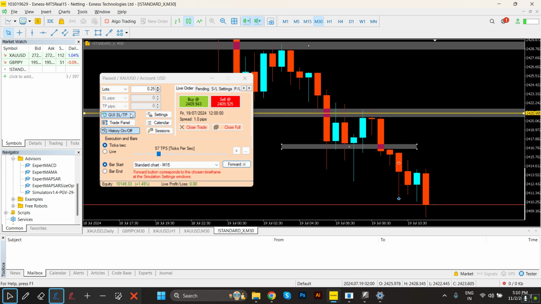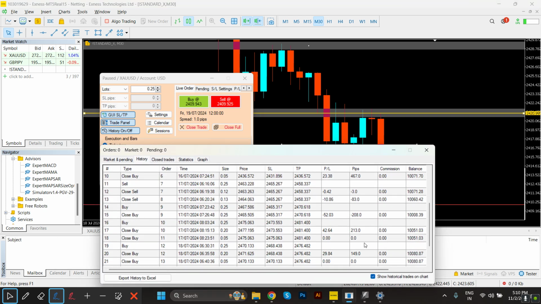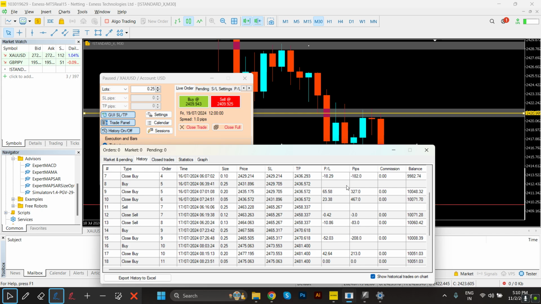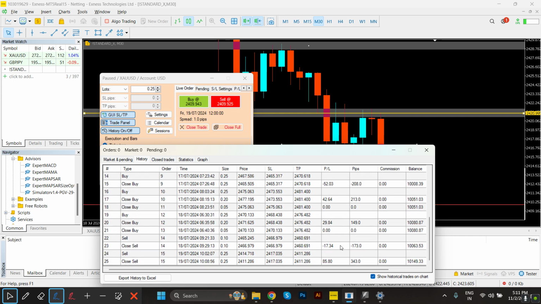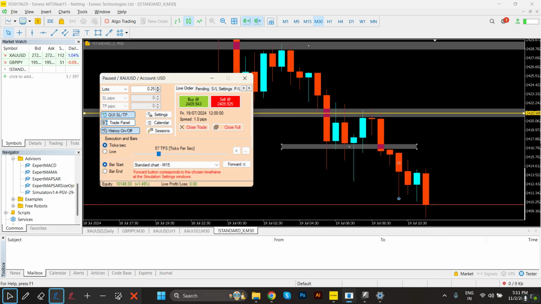$114 on a funded account is not bad at all. Here we manage risk, we took some losses, we took some good profits. So overall, we were profitable for this week.